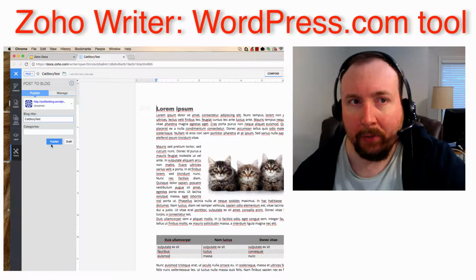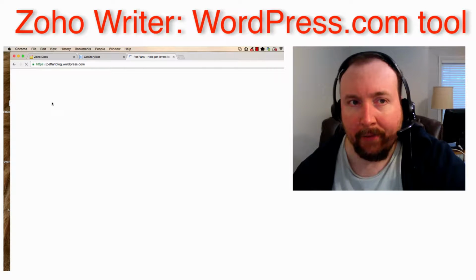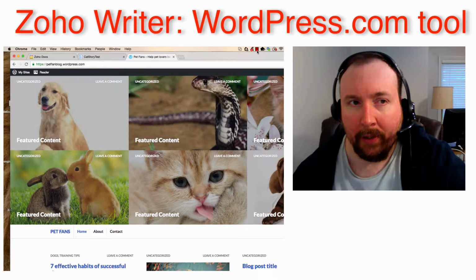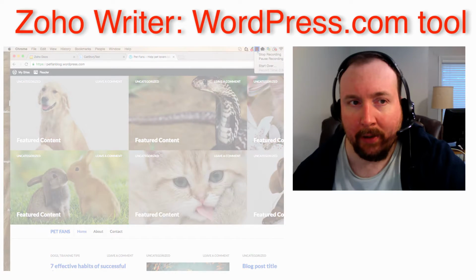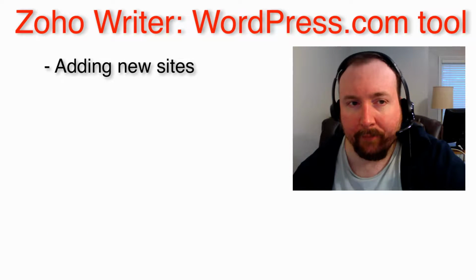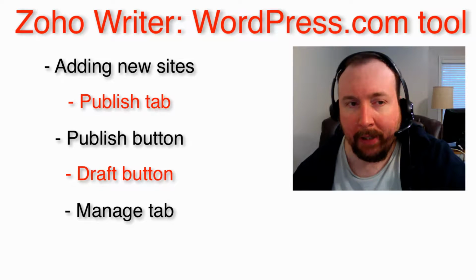You can publish a new blog entry directly from Zoho Writer or manage multiple websites through links to your WordPress.com sites. This video will focus on the WordPress.com tool in Writer. It will not go into much detail about how to edit a WordPress site. This video will cover the following: adding new sites, the Publish tab, the Publish button, the Draft button, and the Manage tab.